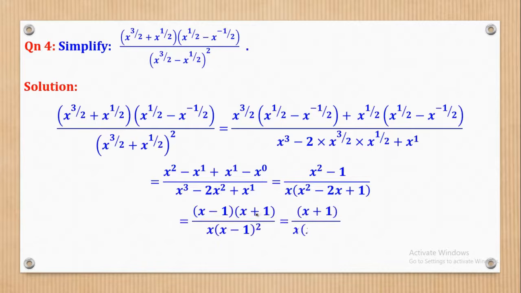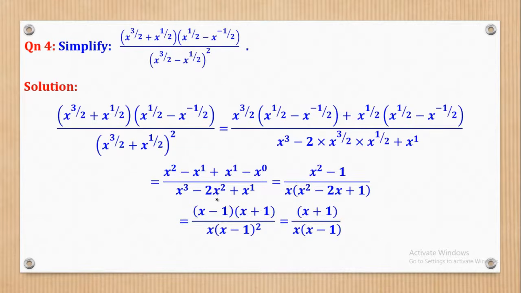Now for the numerator, there is a difference of 2 squares. So the difference of 2 squares gives you this difference and addition. Then for the denominator also, this one can be factorized because the sum is negative 2 and the product is 1. Therefore the factors will be still the same, negative 1, negative 1. That is why you see here it is a repeated root, repeated factor.